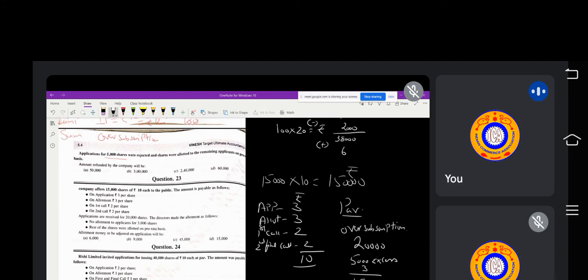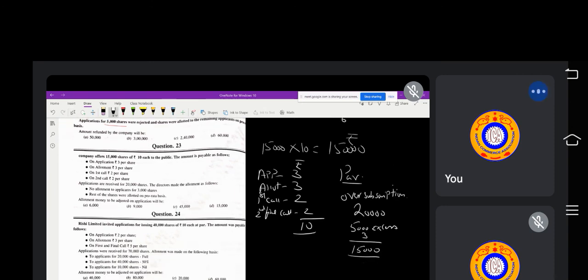What is said further? The directors have made allotment as follows. No allotment to the applicants of 3,000 shares. That means out of the 20,000 shares which we have received, 3,000 shares have been rejected. So on these 3,000 shares, the 3 rupees you will be refunding. That comes to 9,000 rupees.